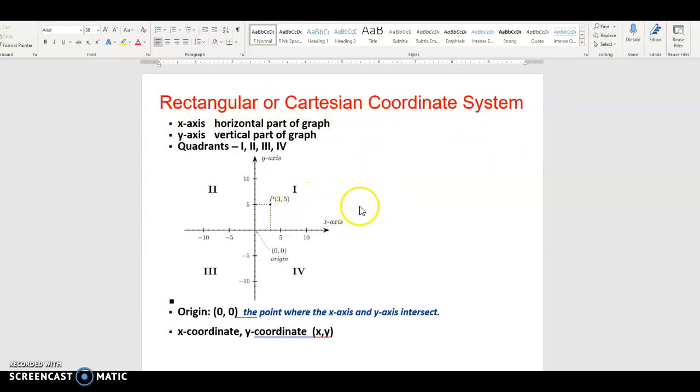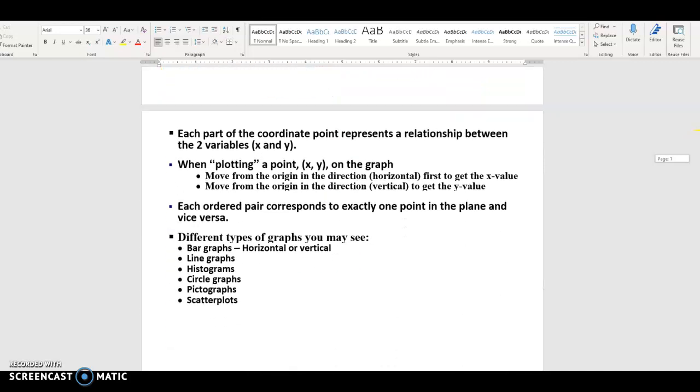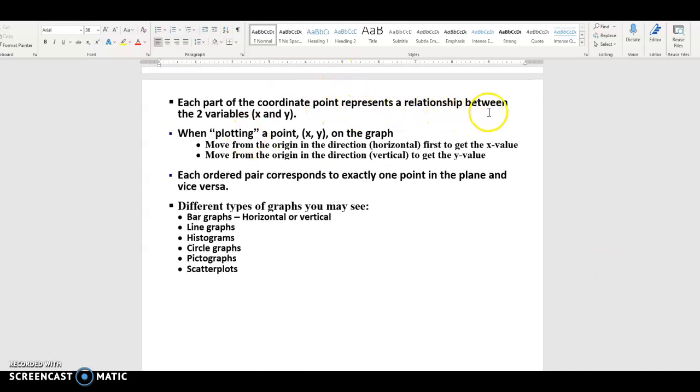This gives you a little bit more information than what's in your TEAS textbook. The origin is the point where the x-axis and the y-axis intersect. All your coordinates are x, then y, like this. Then you can see each point of the coordinate represents a relationship between the two variables, x and y. So when you plot a point x, y on the graph, you need to move from the origin in the direction of the horizontal, or x value first, then move in the direction of vertical to get the y value. And where they cross, that's your actual point. And each ordered pair corresponds to exactly one point in the plane and vice versa.